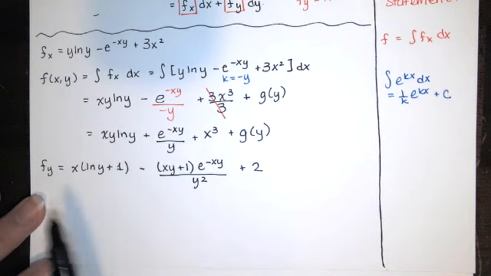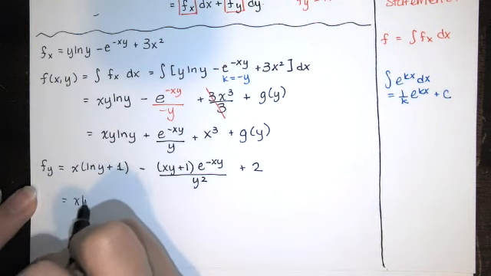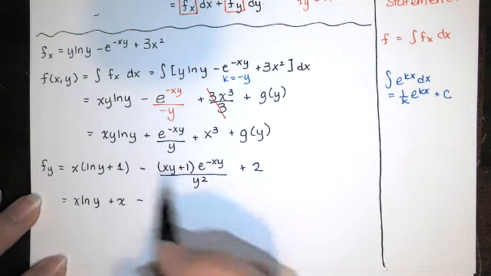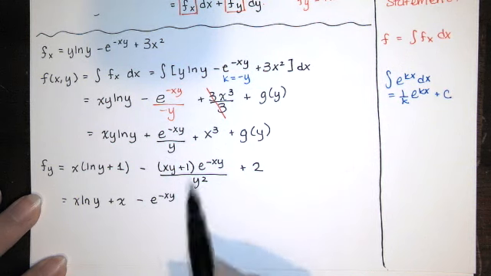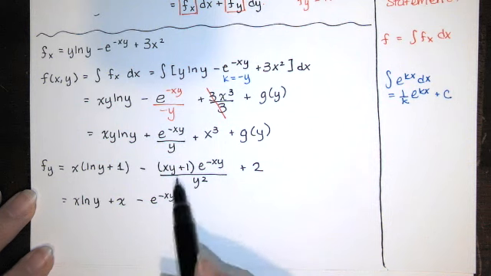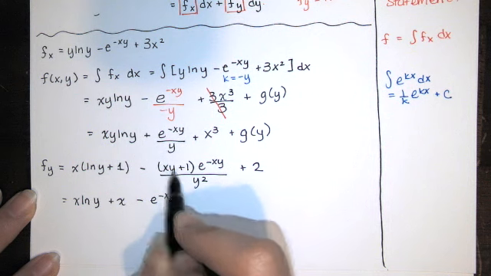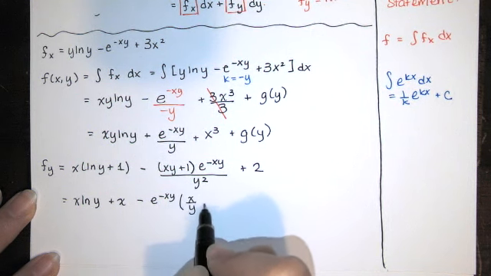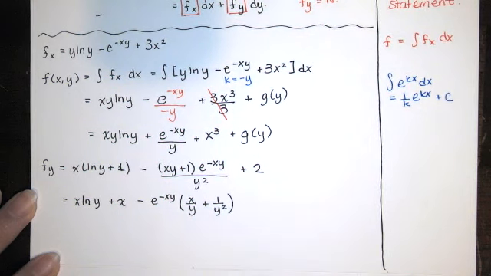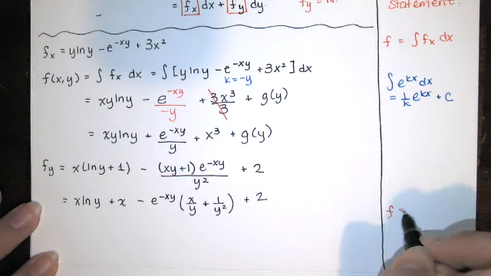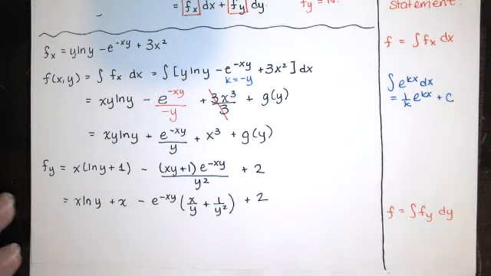X is going to be treated like a constant. If you want, you could distribute that x here. And then here, let's see, it'd be helpful to simplify this at all. We might write that differently. We might write that as xy over y squared, which would simplify to x over y plus 1 over y squared. All right, plus 2. Okay, so that's our f, or the partial of f with respect to y. So we need to anti-differentiate that with respect to y in order to get f back.